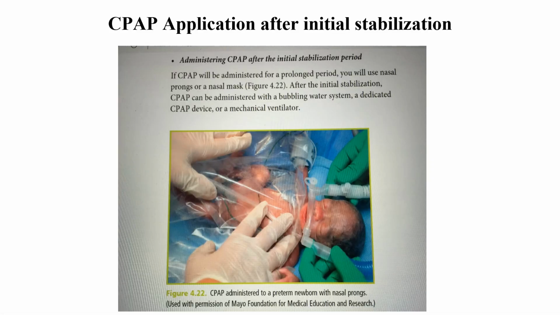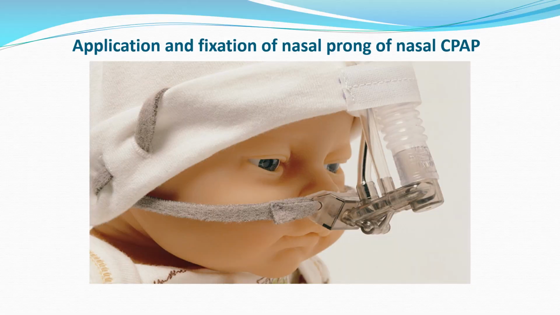This is CPAP application after initial stabilization of the newborn in a patient with respiratory distress, with tachypnea, tachycardia, chest indrawing, cyanosis, grunting. Such patients will require continuation of CPAP in the delivery room and then in the neonatal care unit. This is how to apply the nasal prong inside the nose as part of the CPAP machine.